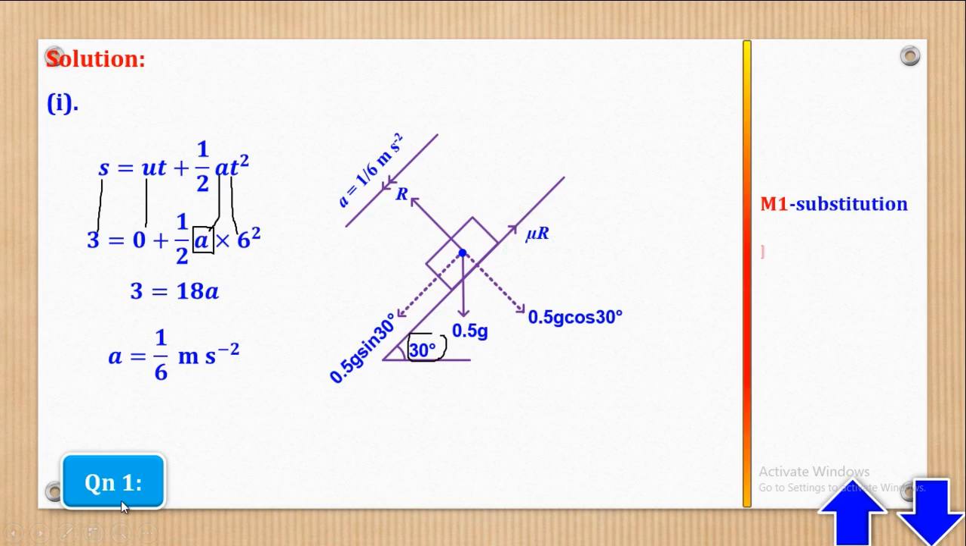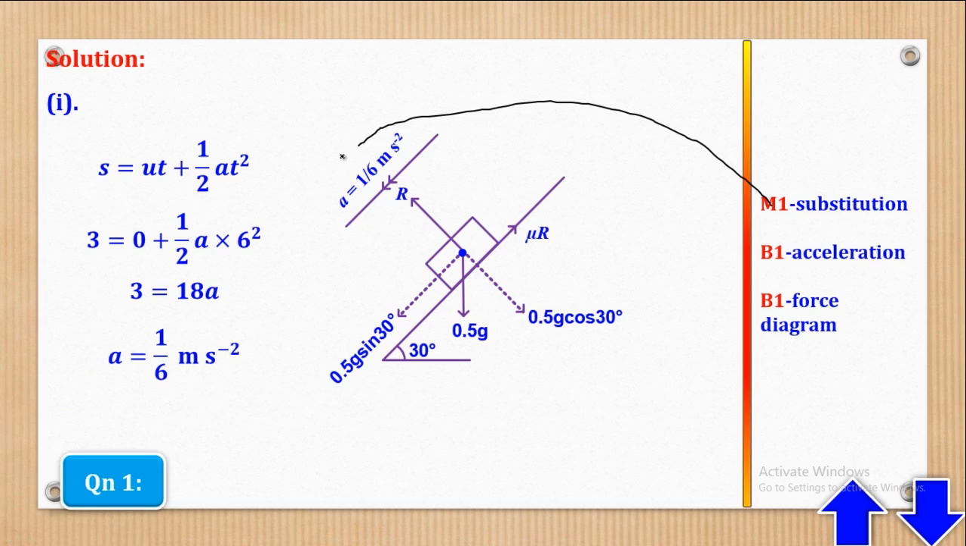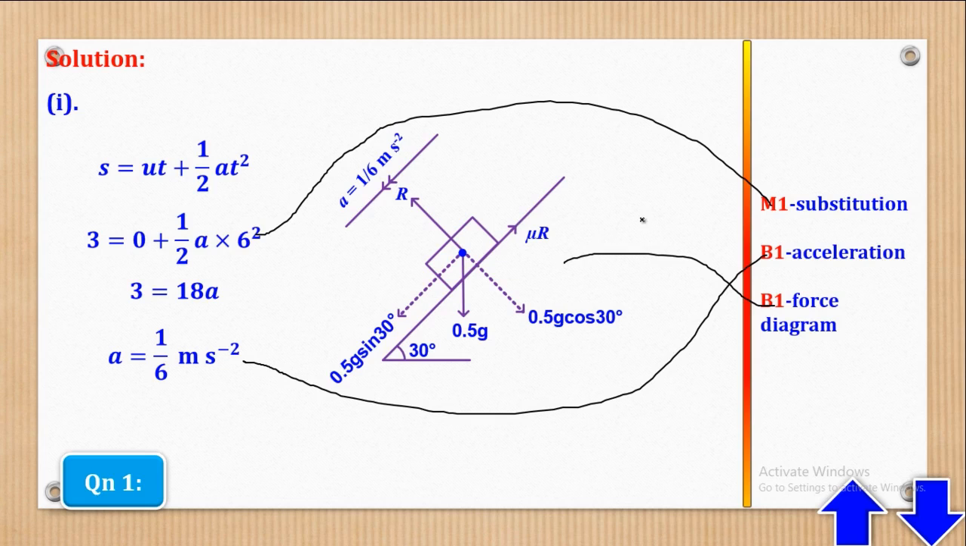Before we go to the next slide, let's see the marks for this slide. M1 was for substitution into the second equation of motion, B1 was for getting the acceleration, and B1 for the correct force diagram drawn using a ruler.